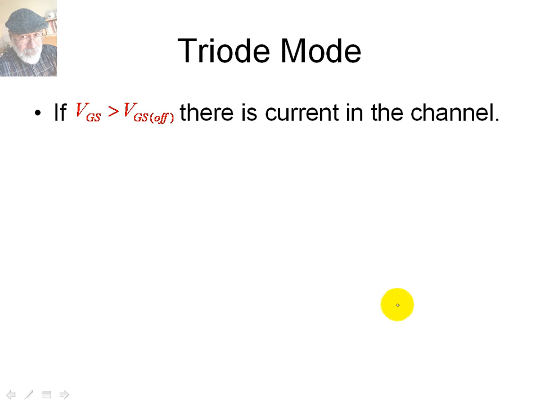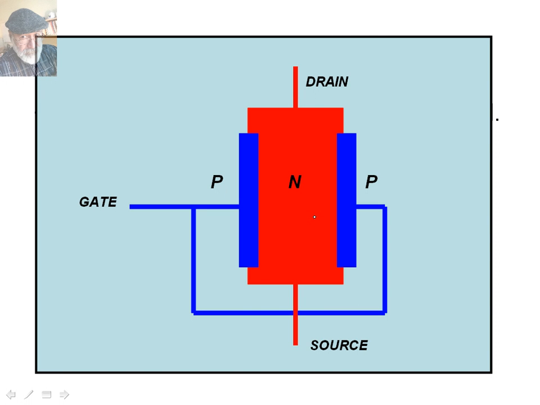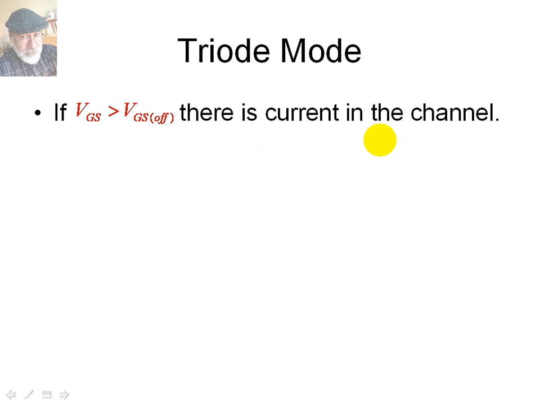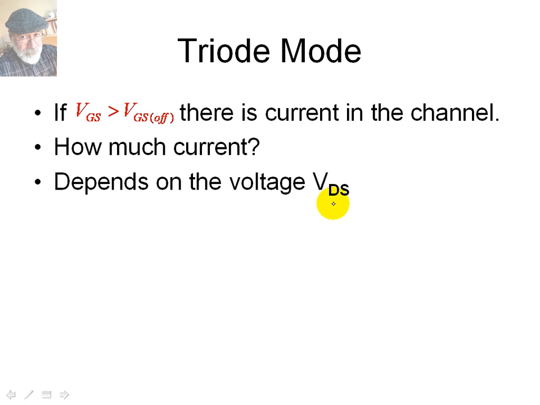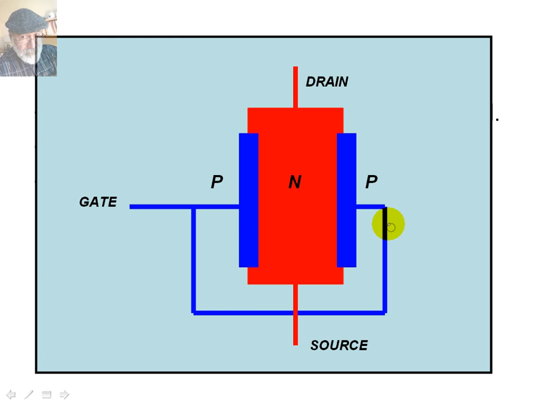Now, if VGS is above the VGS off, the pinch off voltage, there is going to be a current in the channel, assuming there is a VDS voltage. You see, there's going to be a current in this channel if there is a VDS voltage. How much current? It depends on how much voltage VDS we apply between the drain and the source.